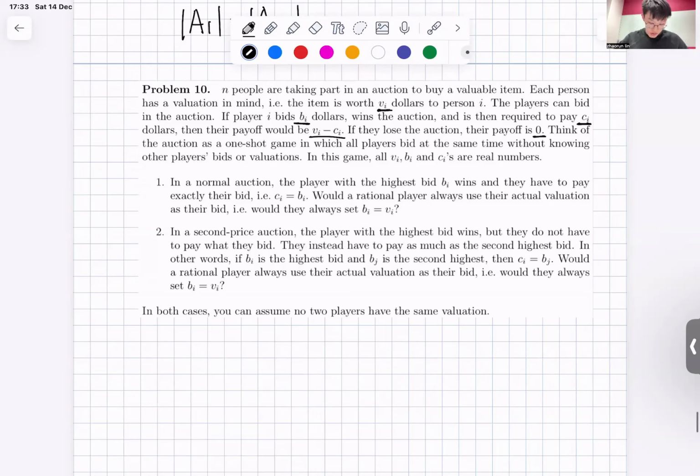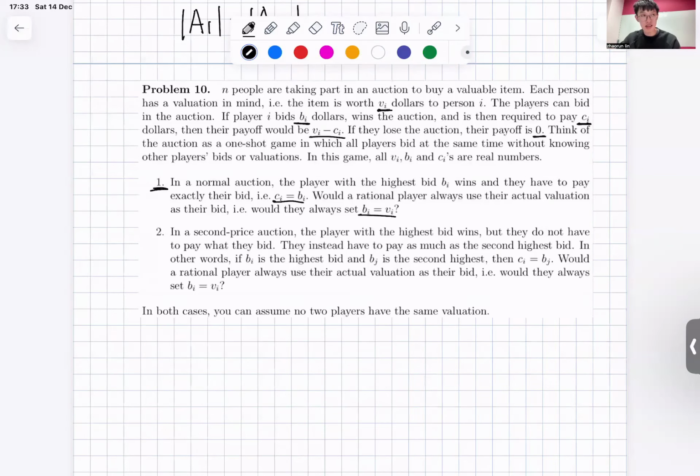In the first part, in the normal auction, the player with the highest bid wins, and they will have to pay exactly their bid. So we have Ci equals Bi. Would a rational player always use their actual valuation as their bid? So will they always bid Bi equals their valuation Vi? The answer is no, because if I want to win this auction, I want to maximize my payoff. So I want to pay as little as possible to get the item that I want.